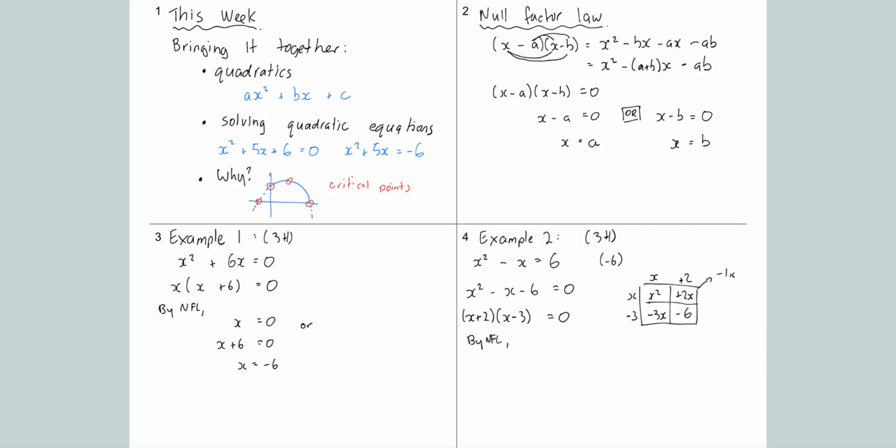So by the null factor law, x plus 2 equals 0, which gives me x equals negative 2. Notice how I'm using an arrow there to describe what I'm doing. And x minus 3 equals 0 gives me x equal to 3. And so they are the two solutions to the problem. And again, we can take any of them. I'll choose x equals 3. And you can see that if I substitute into the original equation, we've got 3 squared equals 9, minus 3, 9 minus 3 is equal to 6. So it is a solution for the equation.